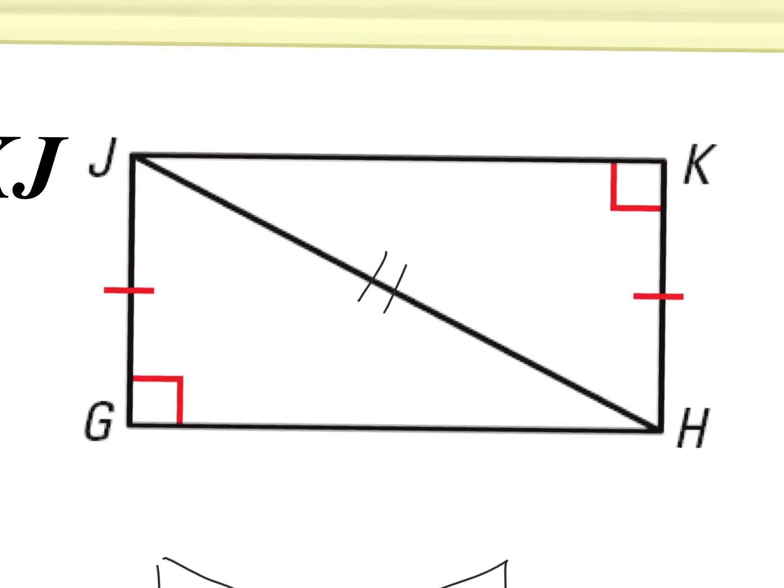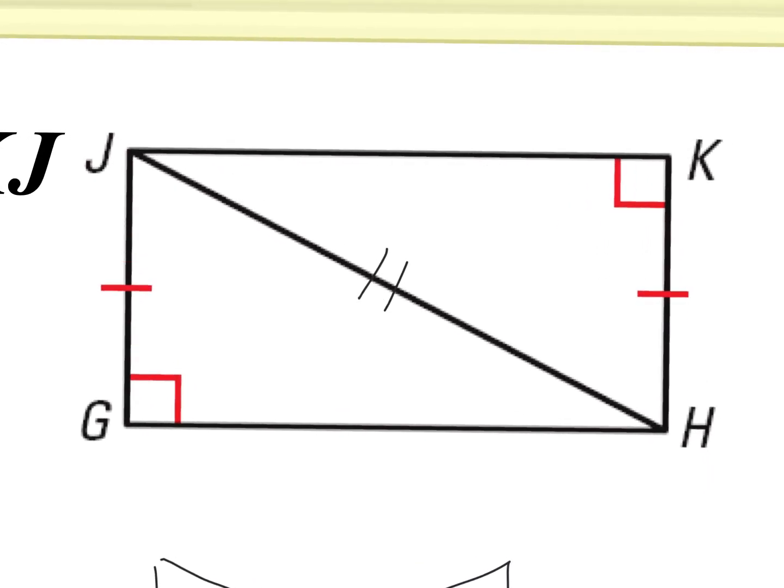Now we see a right triangle, so we want to check hypotenuse, leg. What's the hypotenuse? It is the middle line. How did you know that's the hypotenuse? Because it's opposite from the right angle. Opposite from the right angle, that's always your hypotenuse. So, do we have a hypotenuse that's congruent? Yes, so we have our hypotenuse.